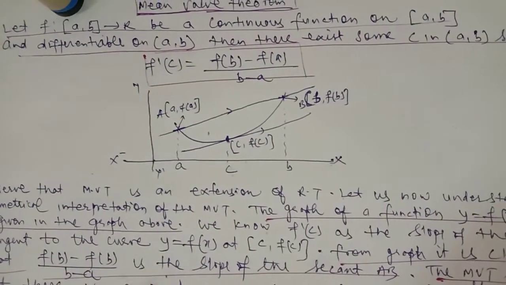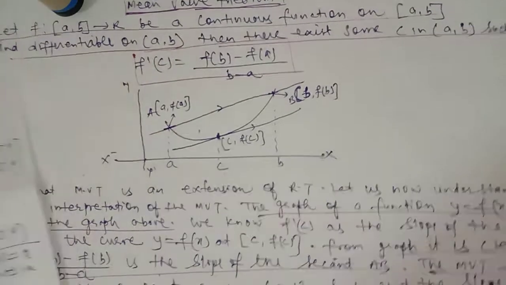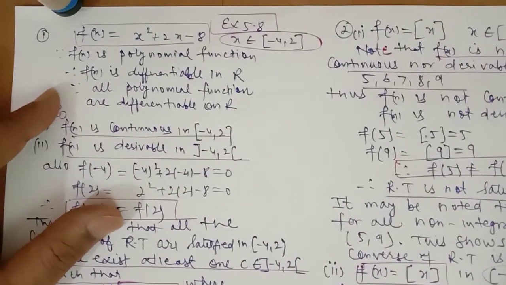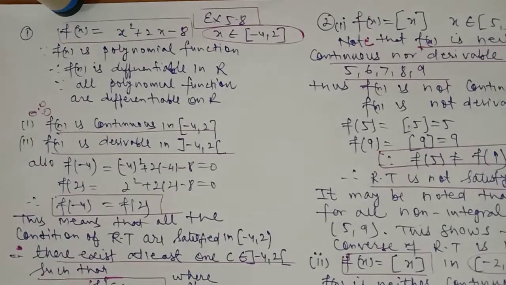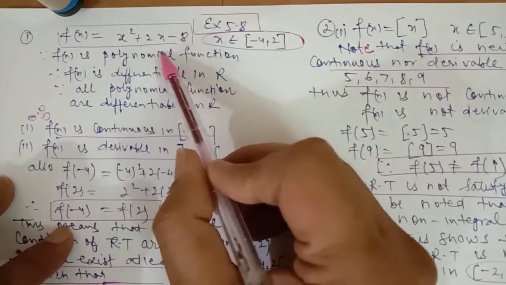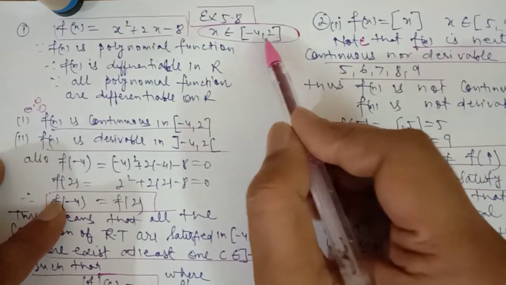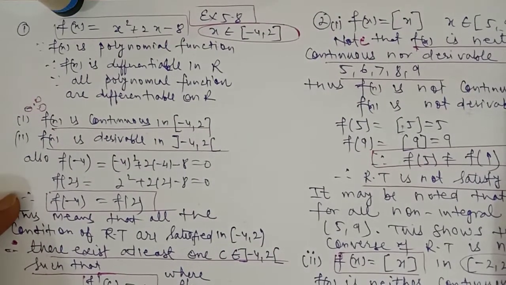Now we'll discuss some questions based on this Rolle's theorem and mean value theorem. Let us start the exercise 5.8, in which we have to discuss the applicability of the Rolle's or mean value theorem. In question number 1, we have the function x square plus 2x minus 8, where x lies in the interval from -4 to 2, and you have to find whether this function satisfies the Rolle's theorem or not.